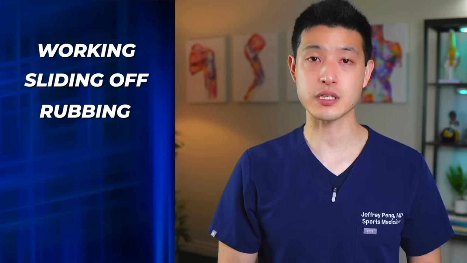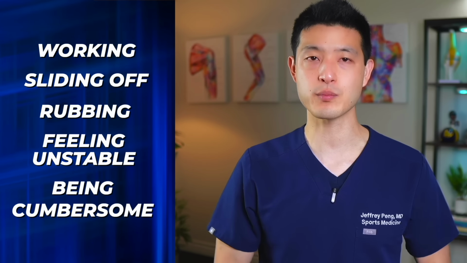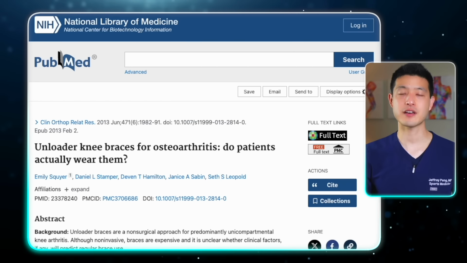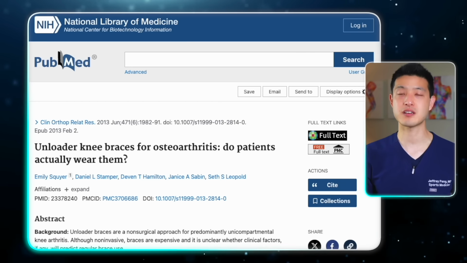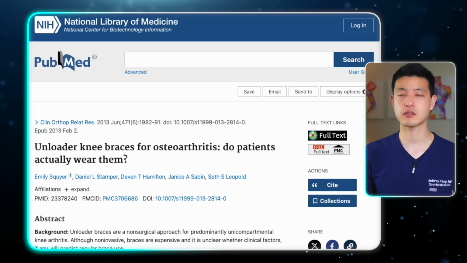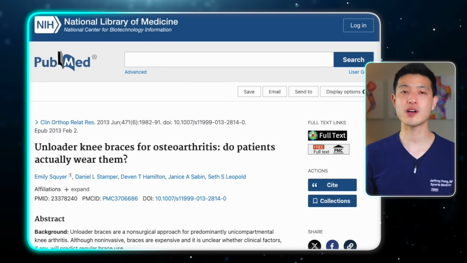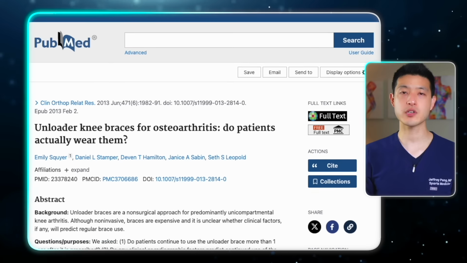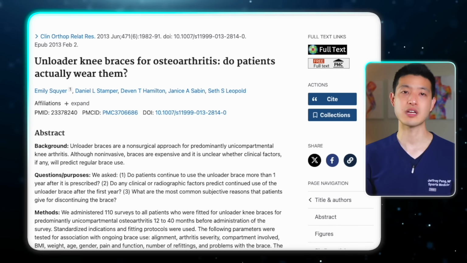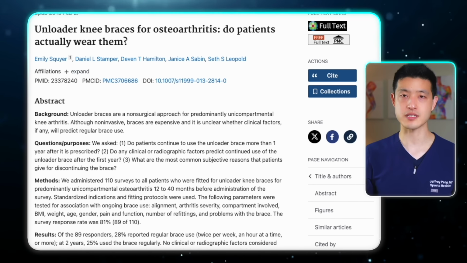The primary reasons for this were mechanical issues related to the brace, including problems while working, sliding off, rubbing, feeling unstable, and being cumbersome. Notably, these findings are consistent with data from other studies. For instance, this study found that only about 25% of patients continue to use an unloader brace regularly more than 1 year after fitting. The most common reasons for discontinuation were ill-fitting and uncomfortable braces, followed by inadequate symptom improvement.